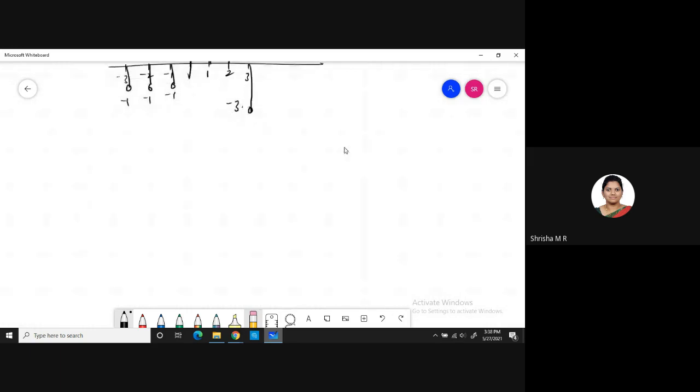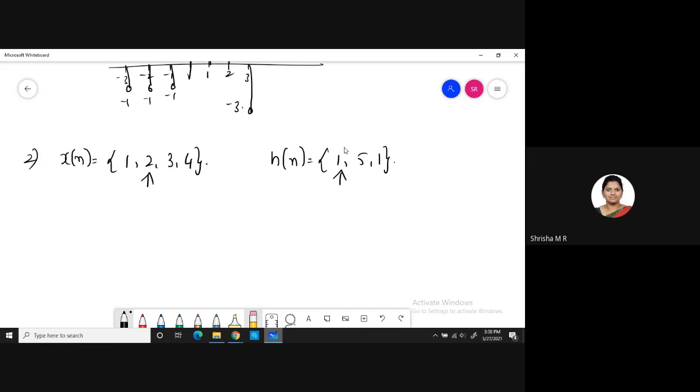So I will show you one more method of convolution. You can try graphical convolution for that. You can take that as homework and you can try. So x of n is equal to 1, 2, 3 and 4. So origin is at 2. And h of n is equal to 1, 5 and 1. This is at origin. One minute. I think it's 5. I'm sorry.